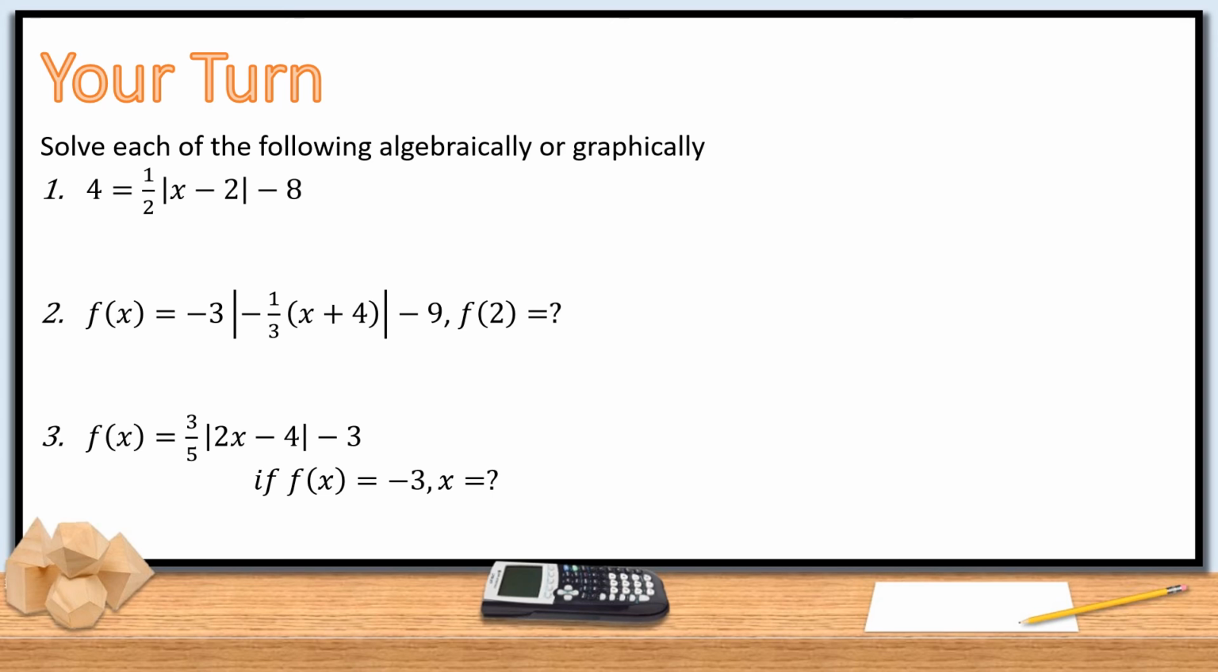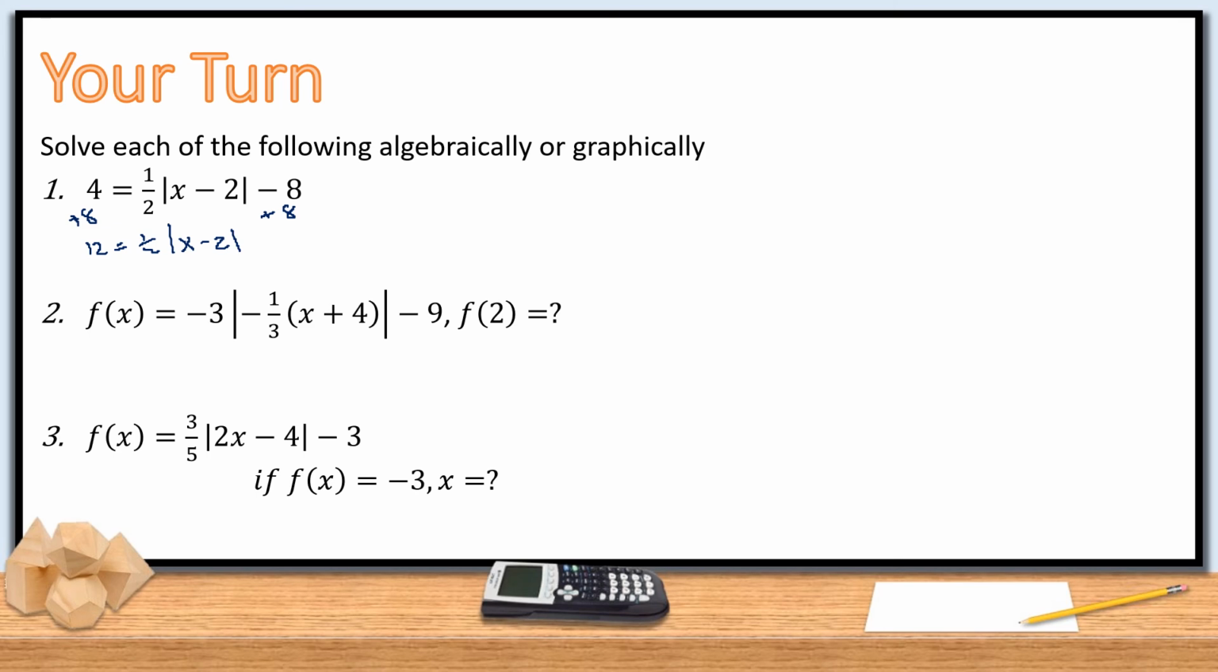Okay, welcome back. So first one, 4, that's our y value. We're being asked what value of x or values of x results in a y value of 4. So it's going to get a little messy, but we'll go with it. So plus 8 on both sides. We got 12 is a half absolute value of x minus 2.